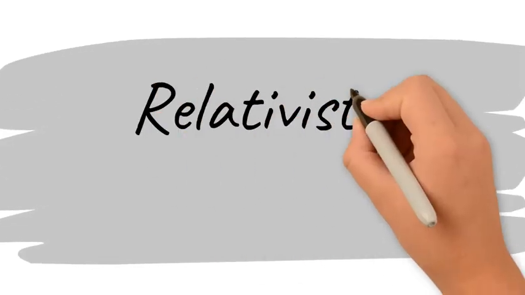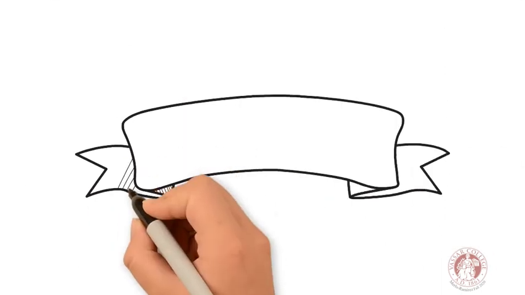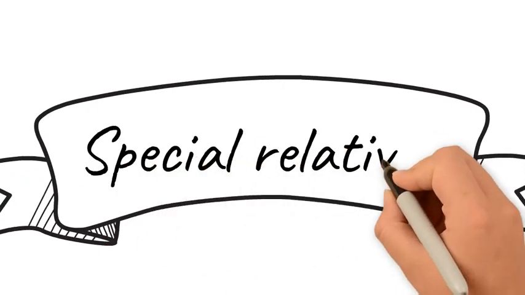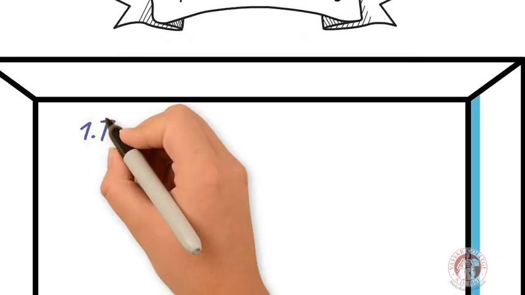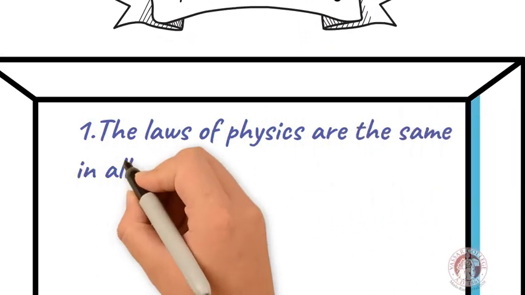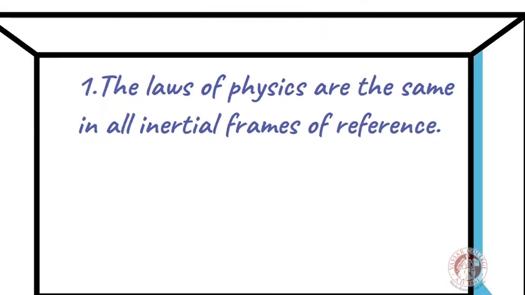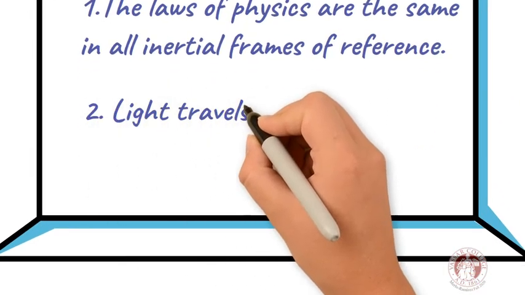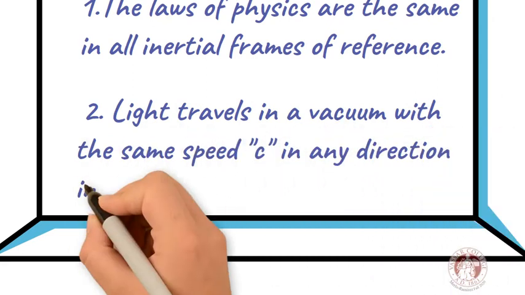In this video, we will explore the concept of relativistic energy. As we stated before, special relativity has two fundamental postulates. 1. The laws of physics are the same in all inertial frames of reference. 2. Light travels in a vacuum with the same speed c in any direction in all inertial frames.